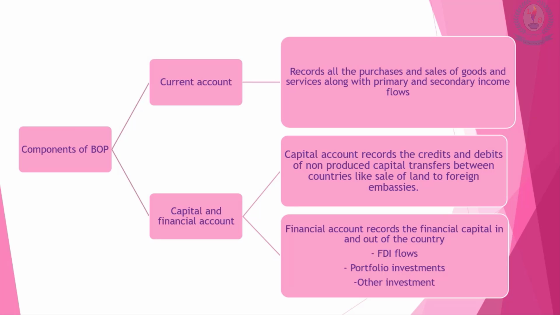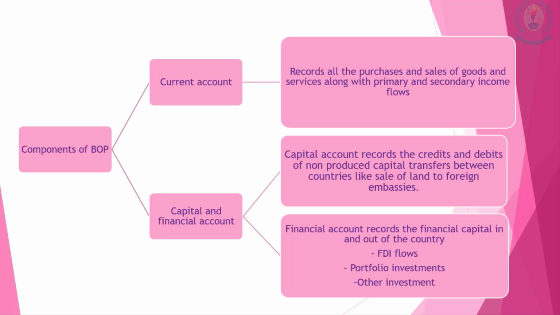And assume we are importing raw materials for the DSI company. Then the imported raw materials will be recorded as a debit under the current account. Also, the income that the country gets from residents working in other countries is also recorded under the current account.